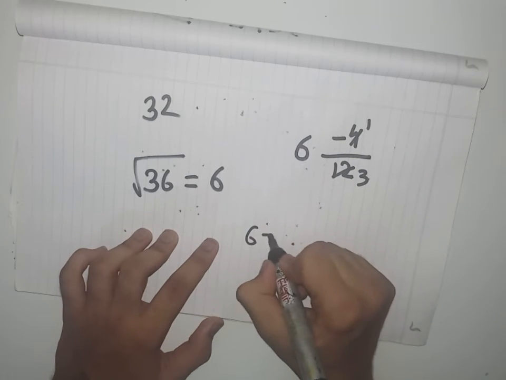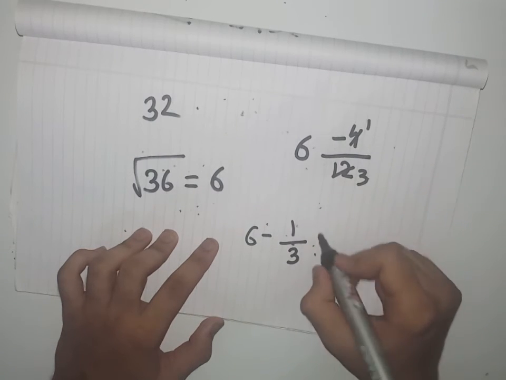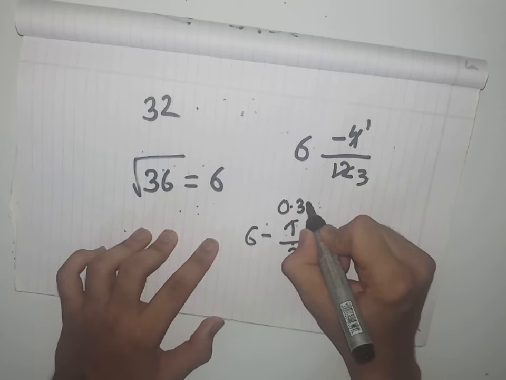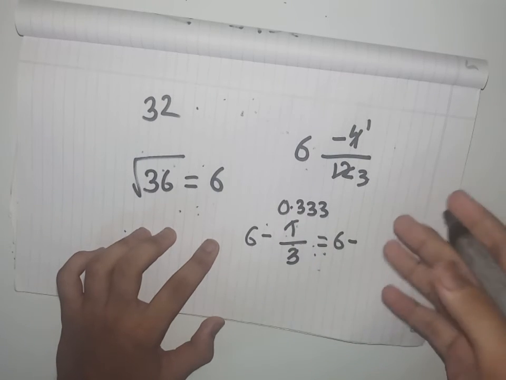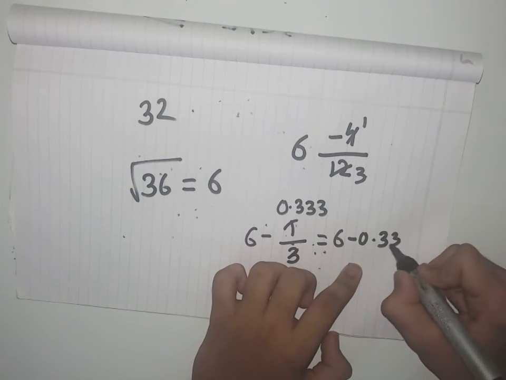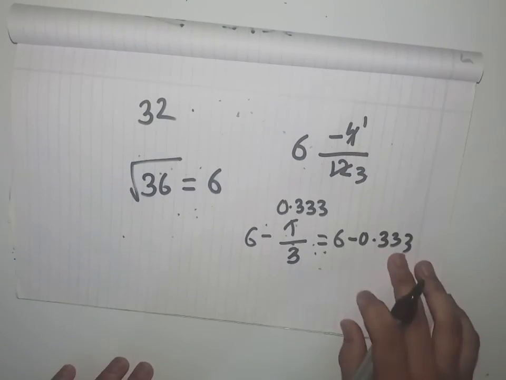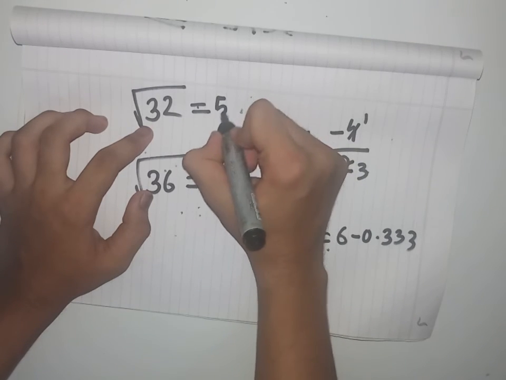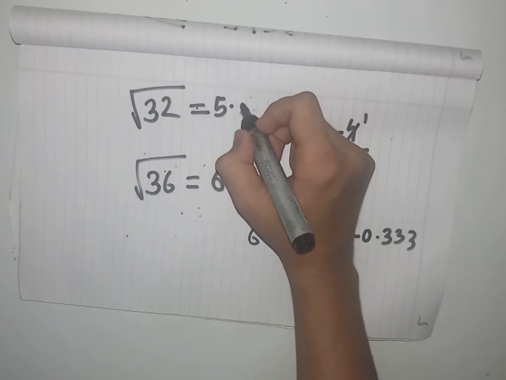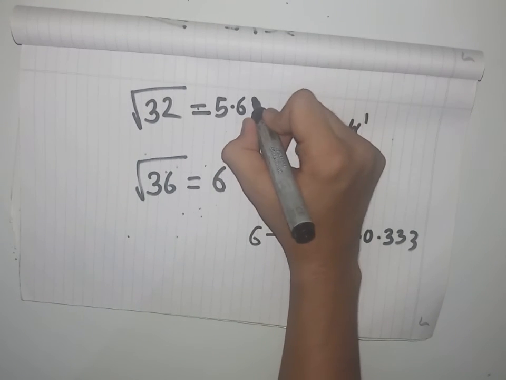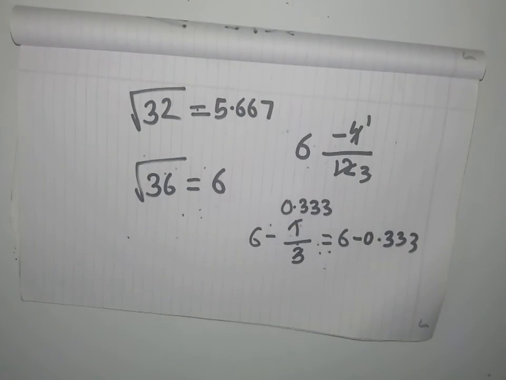So the answer would be 6 minus 1 by 3, which is 6 minus 0.333. Okay, this is a recurring decimal, so it will be 6 minus 0.333, and the root of 32 would be 5.667, and this is the square root of 32.